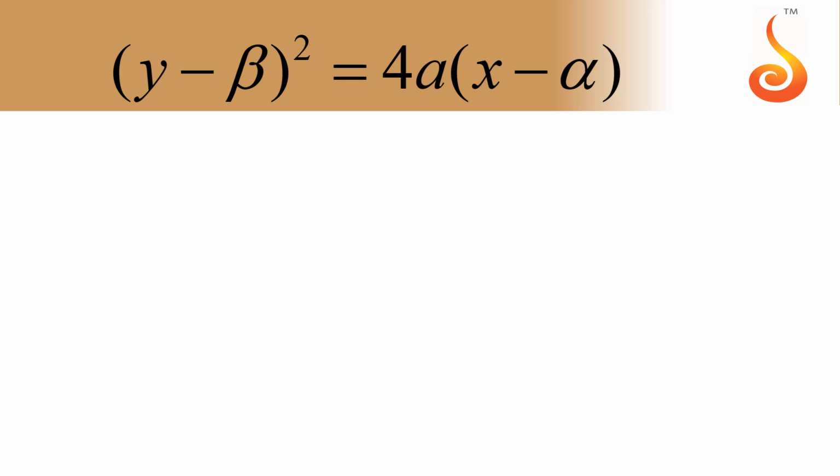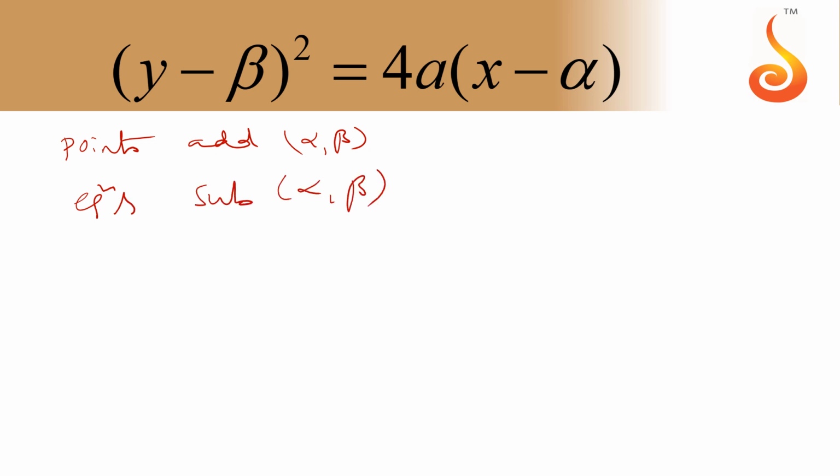Now, this is called a shifted parabola. For this, if you want to learn points, equations, and values, a simple technique you can remember: for points, add alpha comma beta. For equations, subtract alpha comma beta. Values same.